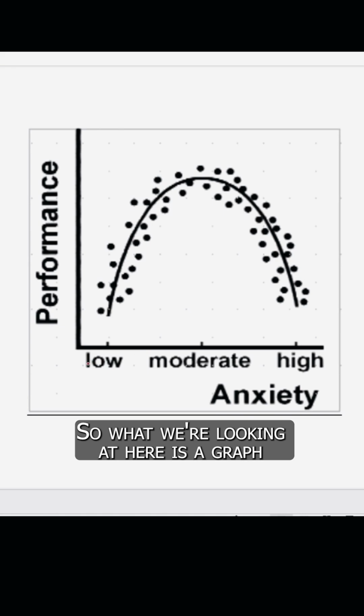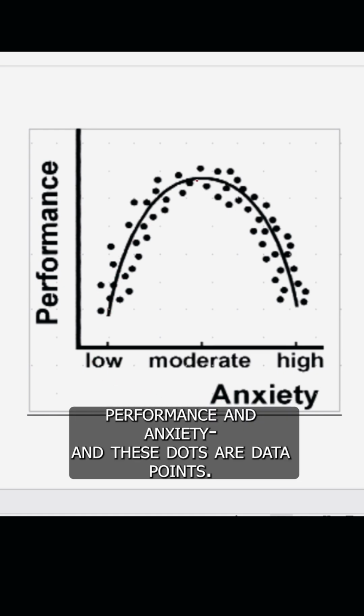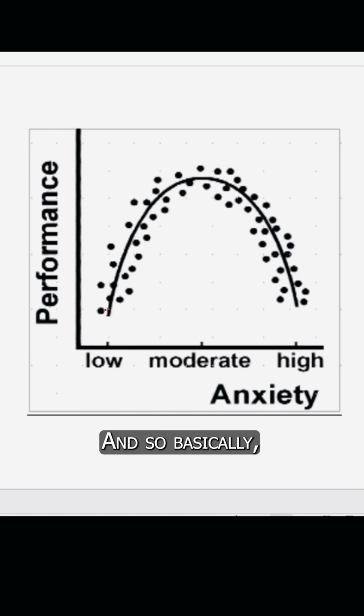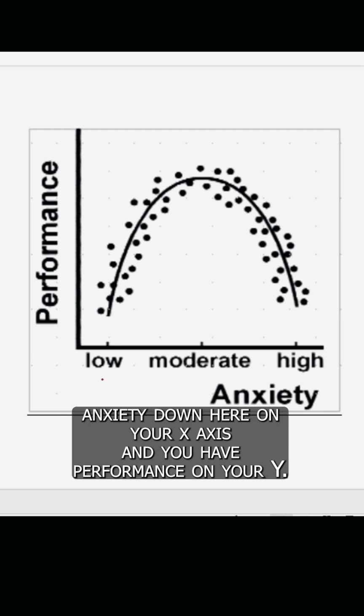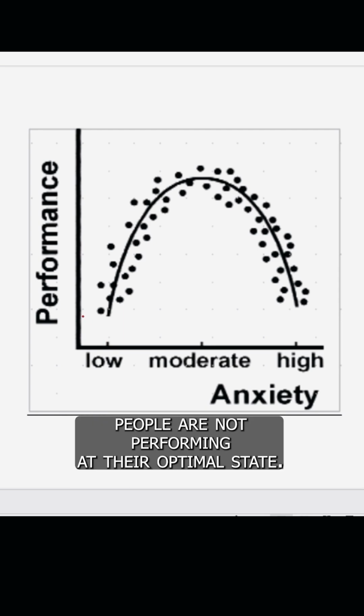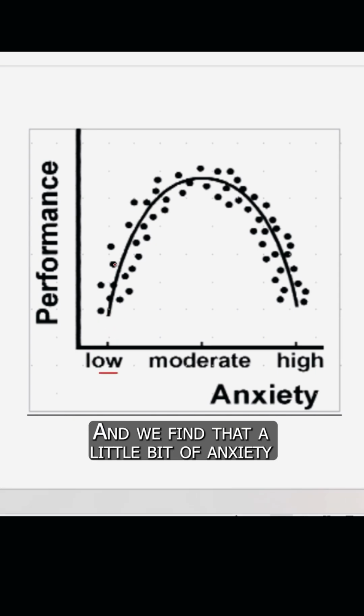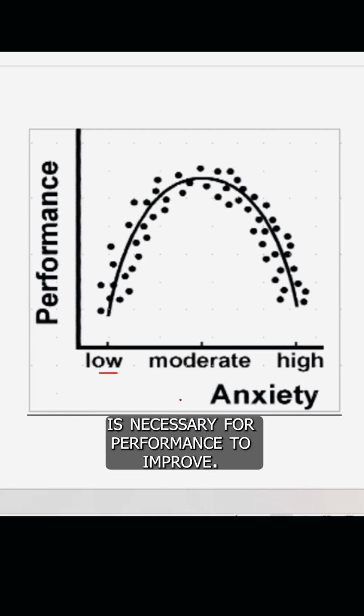Okay, so what we're looking at here is a graph depicting the relationship, a correlation, between performance and anxiety. And these dots are data points, right? So basically anxiety is down here on your x-axis, and you have performance on your y. So with low anxiety in general, people are not performing at their optimal state, okay? So you're right here. And we find that a little bit of anxiety is necessary for performance to improve.